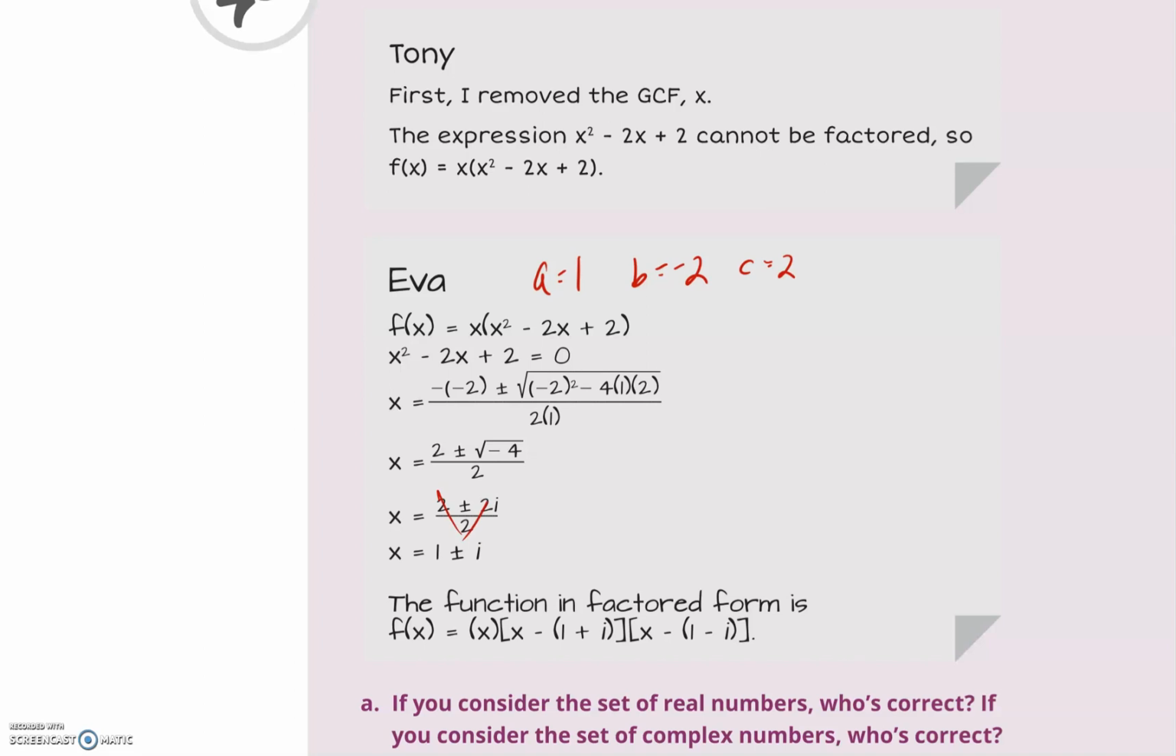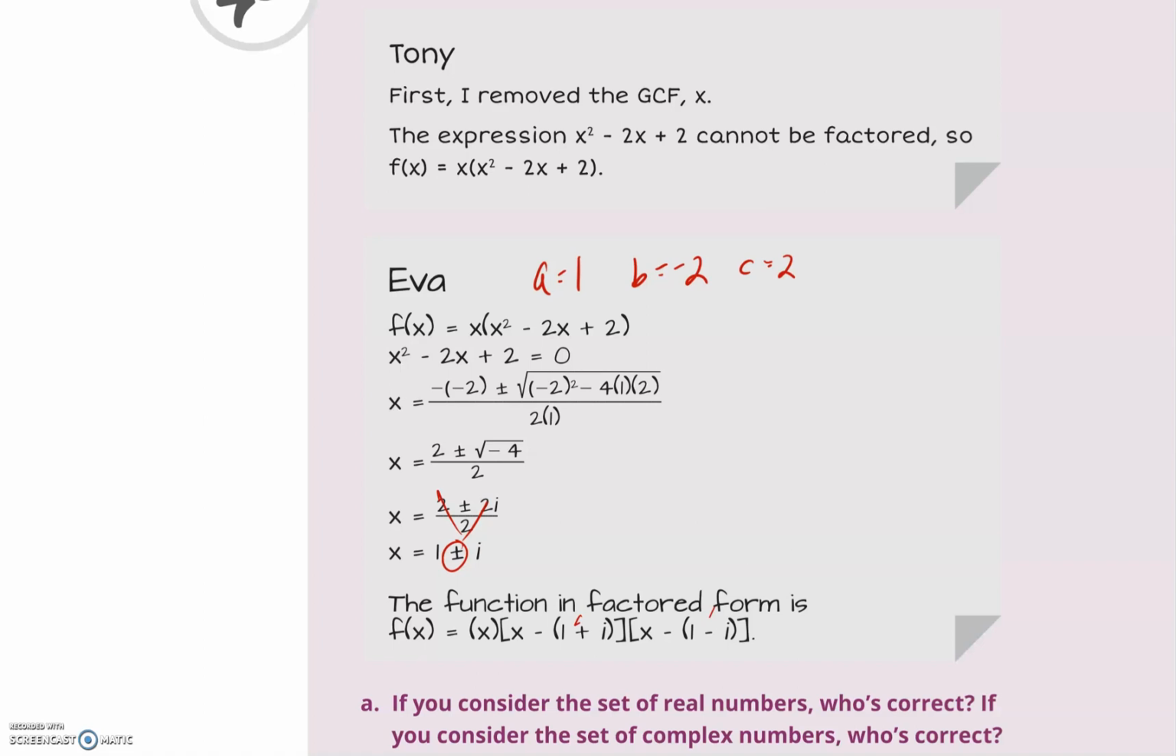She has used the quadratic formula correctly and beautifully and says that in factored form, this problem would be x times the quantity of x minus 1 plus i times the quantity of x minus 1 minus i. So she separated the plus and the minus out. There's the plus, there's the minus. Awesome. So who's correct?